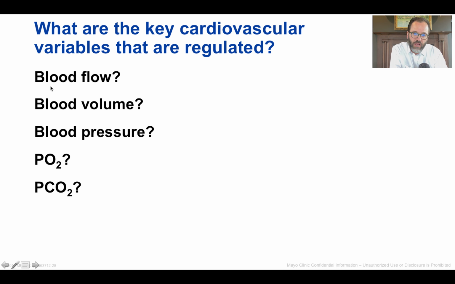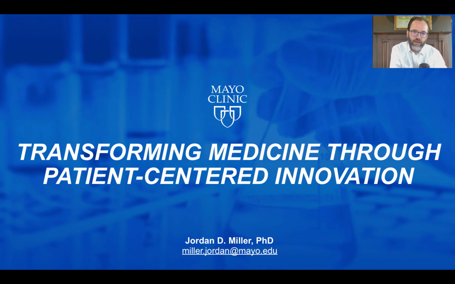When we're looking at key cardiovascular variables that are regulated, you think, is it blood flow? Is it blood volume? Is it blood pressure? Is it PO2? Is it PCO2? Importantly, we really don't have regulators of blood flow per se, or blood volume per se. What we have is blood pressure or distension of certain regions of the body, and then subsequent changes in PO2 or PCO2 at the chemoreceptors. So we've got baroreceptors, or pressure receptors, and chemoreceptors that are critical to the maintenance of cardiovascular homeostasis, and that's what we will move towards in subsequent lectures, discussing in more detail.